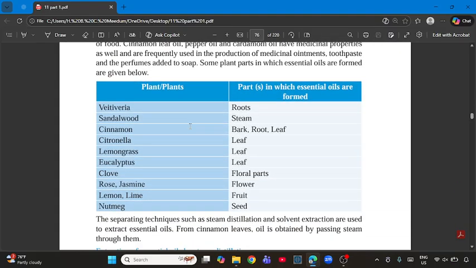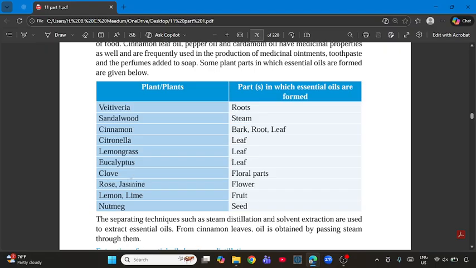From these plant parts, the relevant oils can be obtained. Vetiveria from roots, sandalwood from stem. Parts in which essential oils are formed: cinnamon, oil is obtained from bark, root and leaf, all three. Citronella, from leaf. Lemongrass is from leaf. Eucalyptus, leaf.